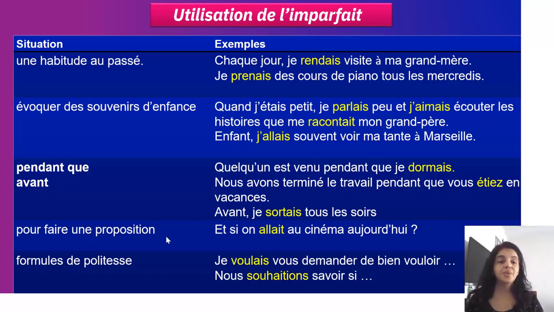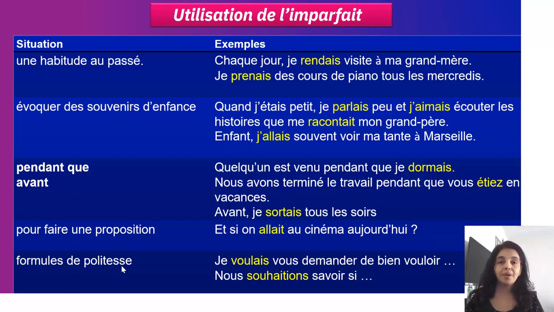Okay, what is the fourth use? Pour faire une proposition, to give someone some suggestion and ask, okay, can we do this? Could we do that? Like in English also we say. Et si on allait au cinéma aujourd'hui? I won't do the literal translation here, but it means how about going to a movie today? So you're proposing, giving some idea about doing something, putting a proposition in front of them. Et si on allait au cinéma aujourd'hui?